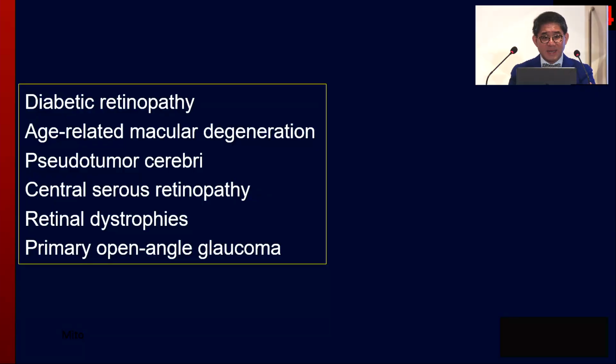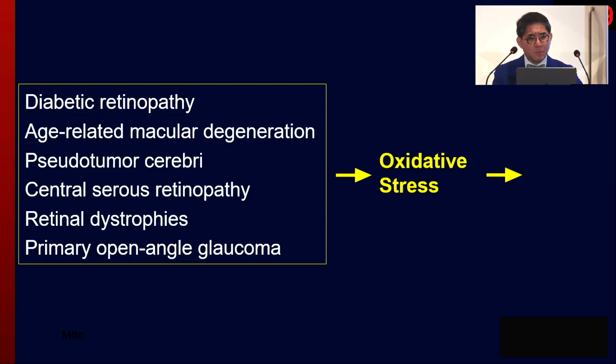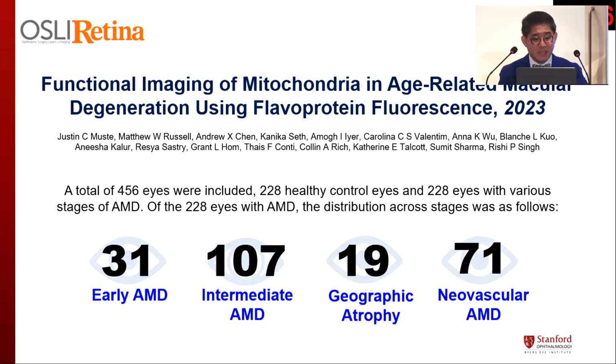On the left-hand side in that box, we have the diseases that have been tested: diabetic retinopathy, AMD, pseudotumors, central serous retinopathy, retinal dystrophy such as Stargardt, and primary open-angle glaucoma, because it also captures how the optic nerve functions. In these conditions, when oxidative stress occurs, before the onset we will see an increase in the fundus protein fluorescence, the so-called FPF. That's what we are detecting.